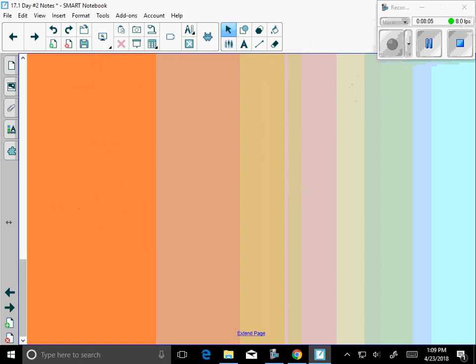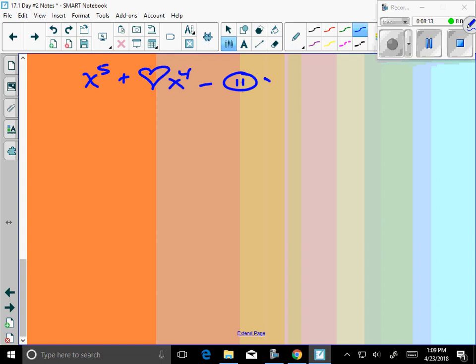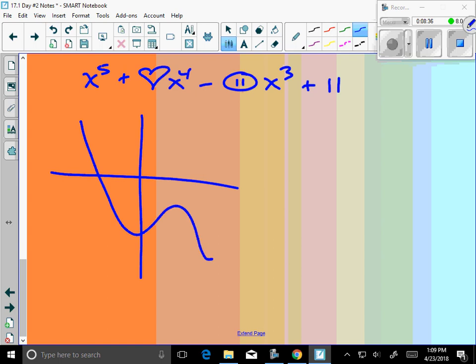So if I drew you this, let's say I had x to the 5th plus x to the 4th minus something x to the 3rd plus 11. It doesn't matter what those coefficients are. I'm just talking about graphically, what's the most imaginary solutions this could have? They come in pairs. So 4, right? What would that look like? If it had 4 imaginary solutions, what would it look like? Here's your real solution. The imaginary ones are just out there.